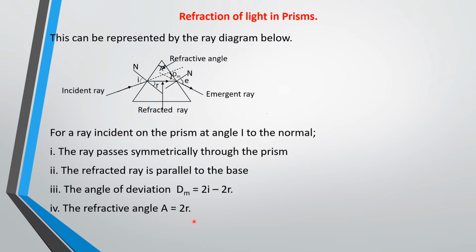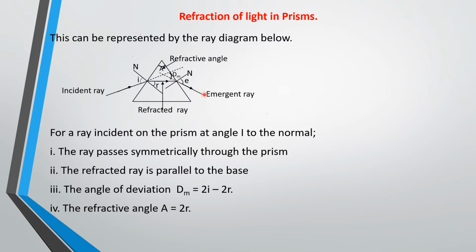This is refraction in triangular prisms. This diagram shows the course of a ray of light as it passes through a triangular glass prism. When it passes from air into the prism, it will first be refracted, and as it comes out of the prism, it will be refracted again.